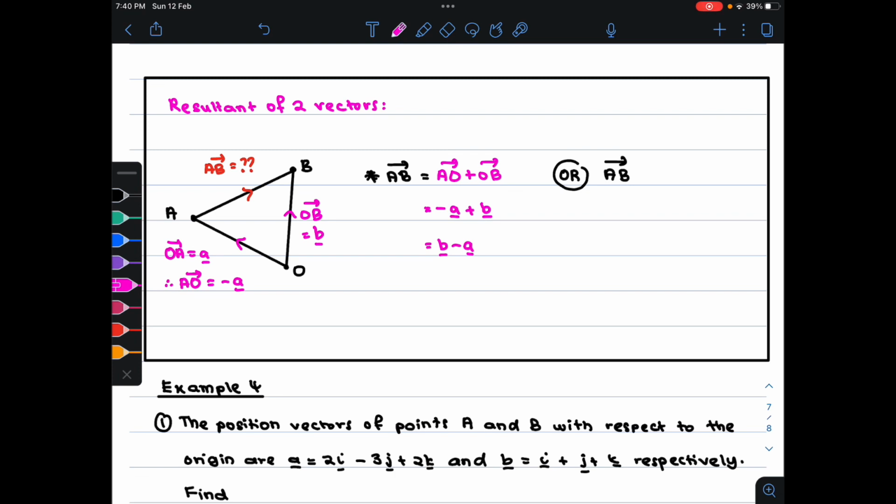An easier method to do this vector AB is just by taking the last letter, which is B, so that will be OB, and then you're gonna minus with the first letter A, which is OA. And we know that this is vector B minus vector A. And that's how you find the resultant vector AB.